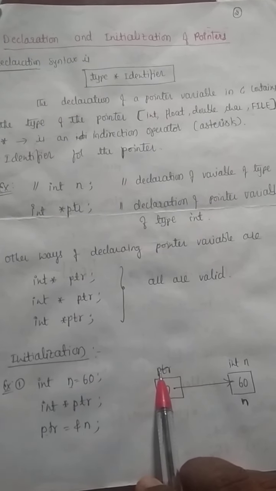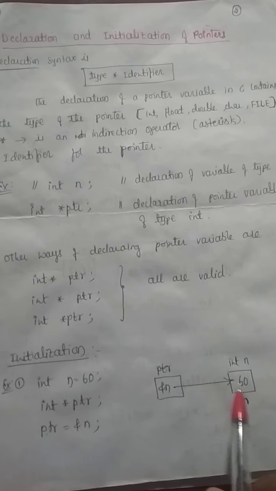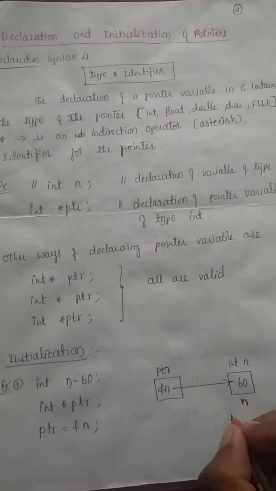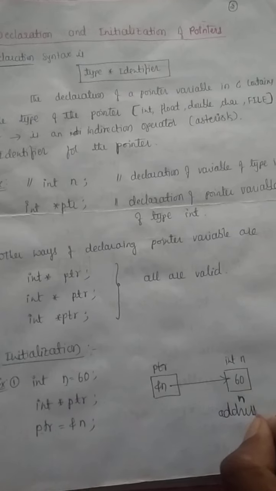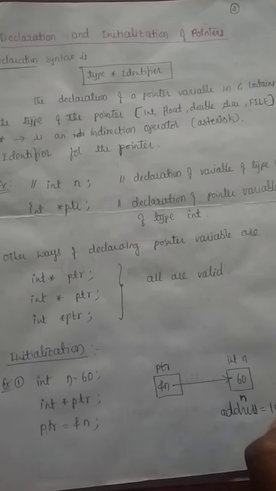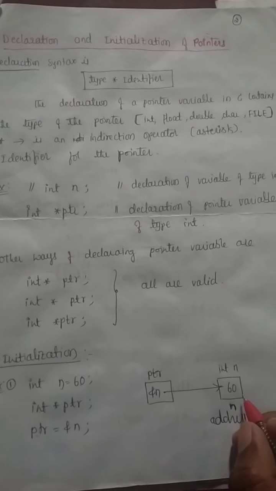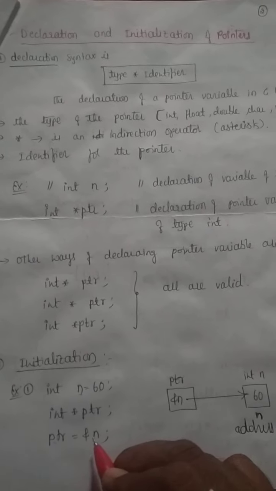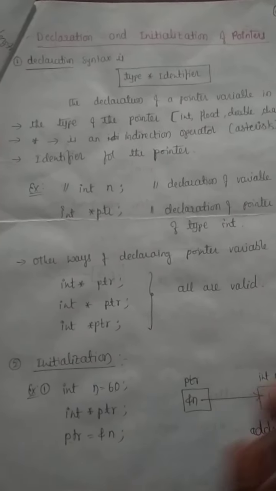It means ptr is assigned ampersand n. It means the address of this n is stored here. Say the address is 1000 or 2000. I am going to assume the address is 1000. So the memory location address is 1000, and that is going to be initialized to ptr. So the pointer definition is satisfied here. Pointer holds the address of another variable. So this is one type of initialization.